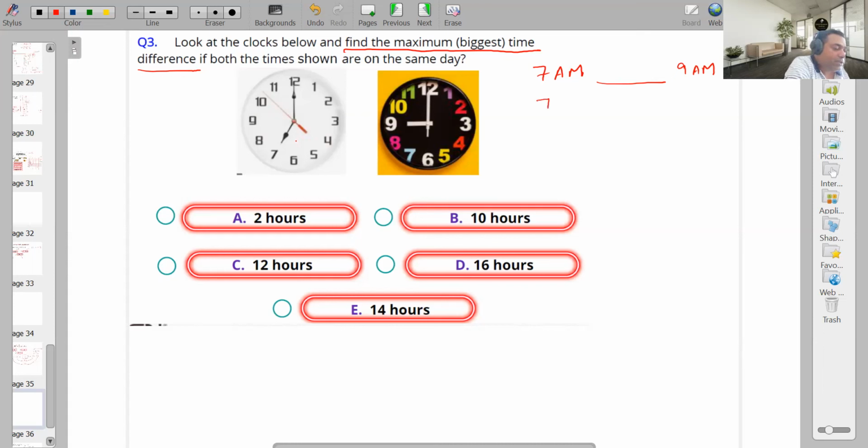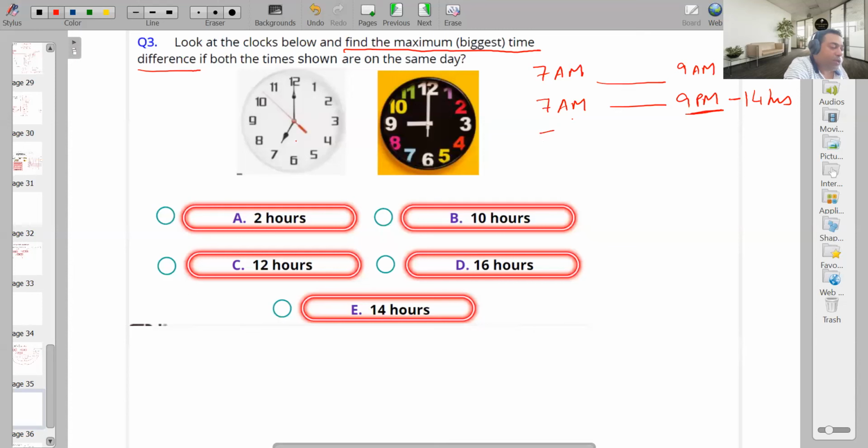All right. Now let's take it as 7 a.m. and this one as 9 p.m. This is in the night, almost like your bedtime, around dinner time. So 7 a.m. to 9 p.m.: 7 a.m. to 7 p.m. is 12 hours, plus another 2 hours is 9 p.m. So that's 14 hours. Okay.